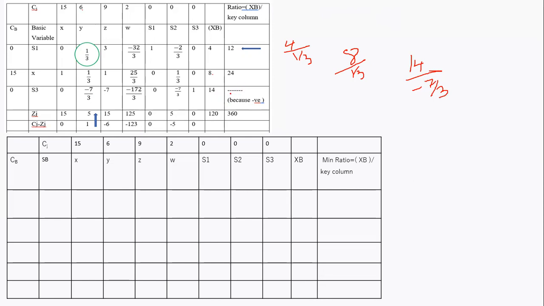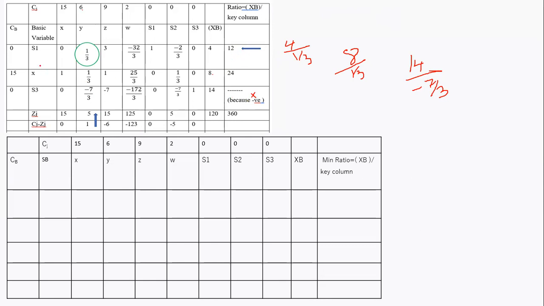Even though it is less, you are not supposed to consider that. So that entry you leave it, okay? So now among 12 and 24, which is the minimum? 12 is the minimum. So now this row is considered as key row, okay?